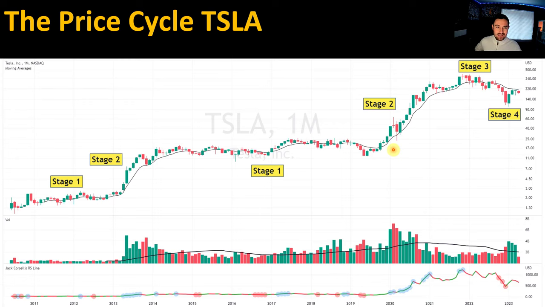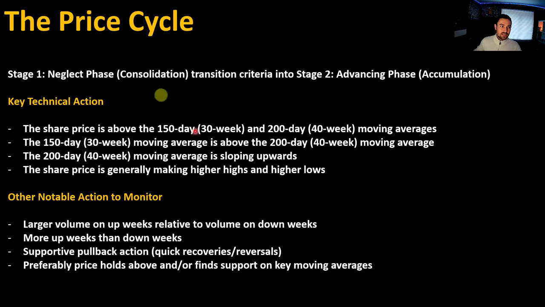So let's go into putting a little bit more context. This is the price cycle here. Stage one is the neglect phase, which is the consolidation, with transition criteria into a stage two advancing phase, accumulation. These are Minervini's words here. The key technical action: the share price is above the 150-day, which is the 30-week, and the 200-day, which is the 40-week moving average. The 150-day moving average is above the 200-day moving average. The 200-day, which is the 40-week moving average, is sloping upwards, and preferably has been sloping upwards, a little subtlety, for about 4 to 5 months.